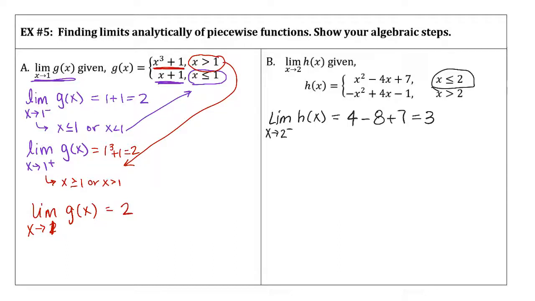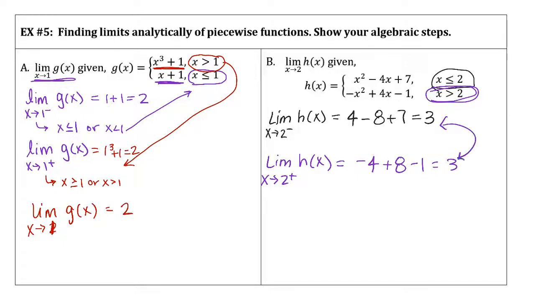So then we also need to check from the other side. So we have the limit as x approaches 2 from the right side of the function. So that means I need a greater than situation if I'm on the right side of 2. So here I plug in and I get negative 4, and then plus 8 minus 1, and there again we get 3. So notice these things are matching. So then I can come back and say, well, the limit as x approaches 2 of my function is actually 3.